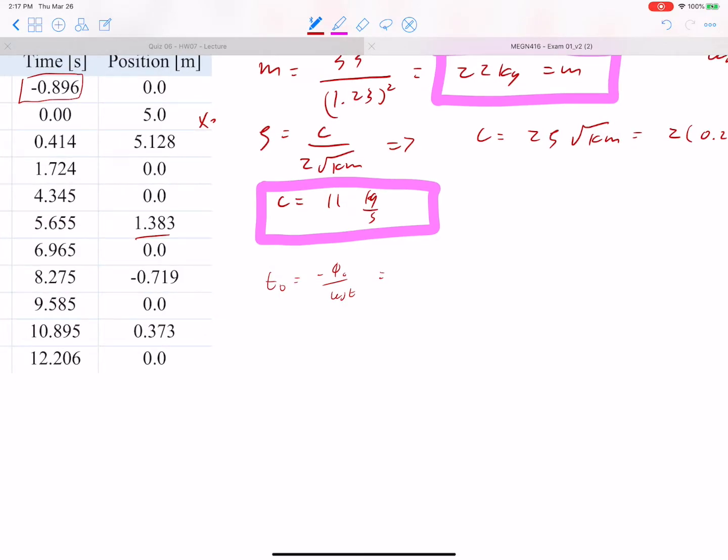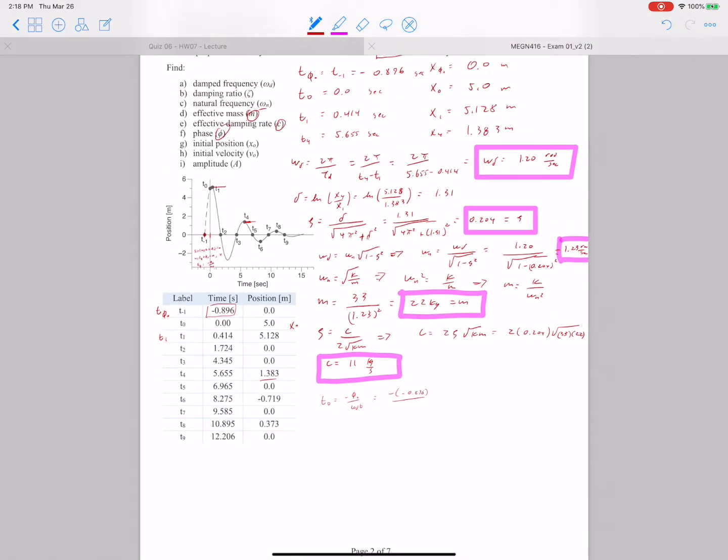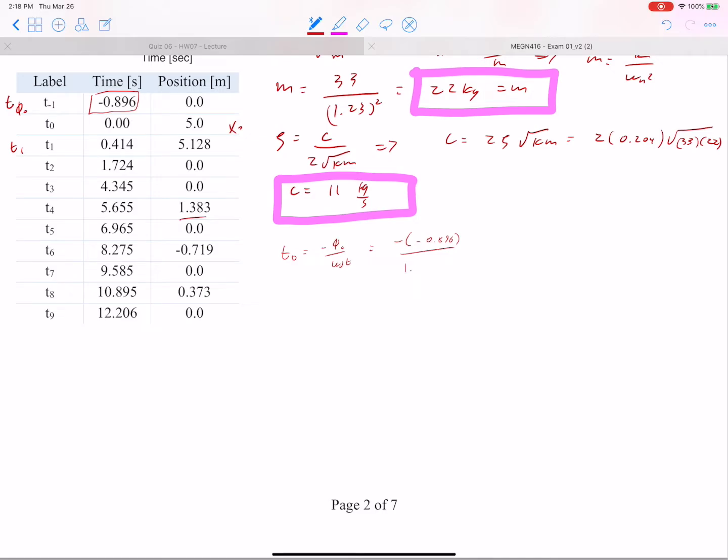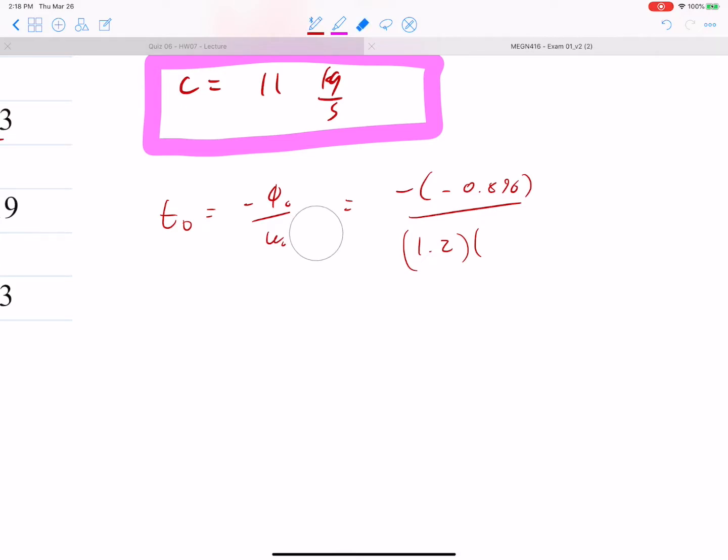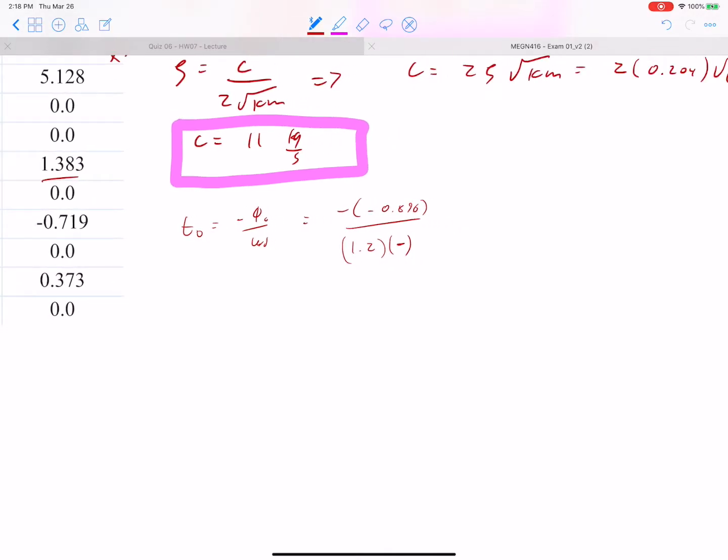So that ends up being negative 0.896 divided by omega d. This is one you've got to pay attention to. We want this value, not that one. Make sure you pull out omega d. There's no t here, that's just omega d, and there's nothing in there. And this becomes 1.08 radians per second.